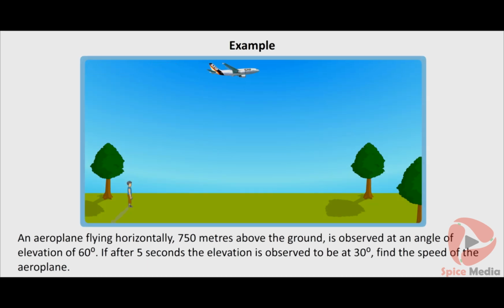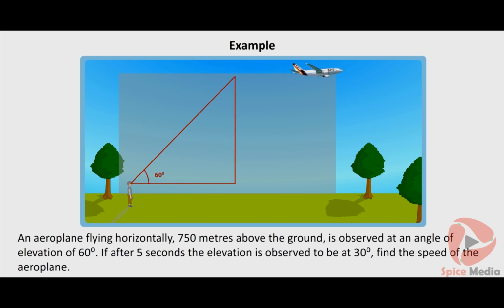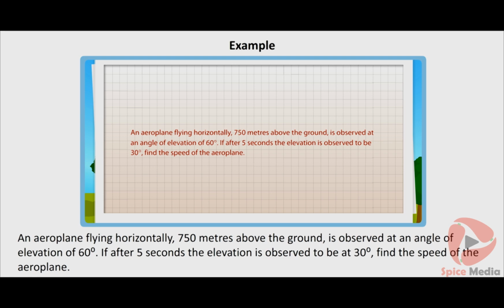An aeroplane flying horizontally 750 meters above the ground is observed at an angle of elevation of 60 degrees. If after 5 seconds the elevation is observed to be 30 degrees, find the speed of the aeroplane.